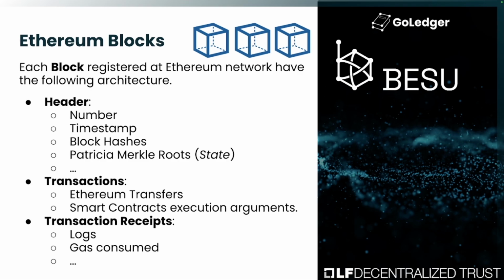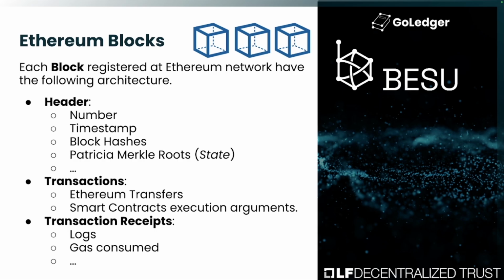Each block registered in a private Ethereum network has a specific architecture, which basically consists of three main parts: the header, a list of transactions, and a list of transaction receipts. The first part is the header, that includes essential metadata about the block, and it contains the block number, the timestamp of the block, and block hashes, along with Patricia-Merkle roots, which represent the blockchain's current state. These roots ensure the integrity and security of the data, and we'll talk about them later in this presentation.